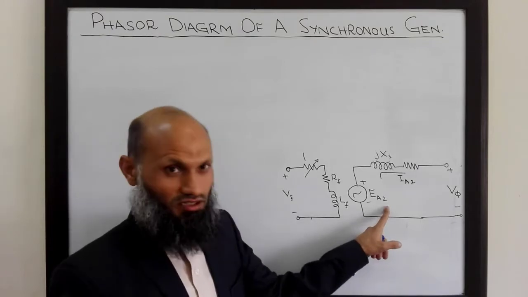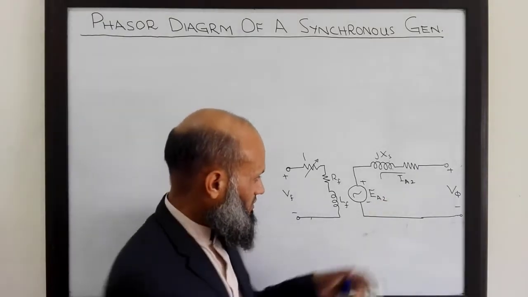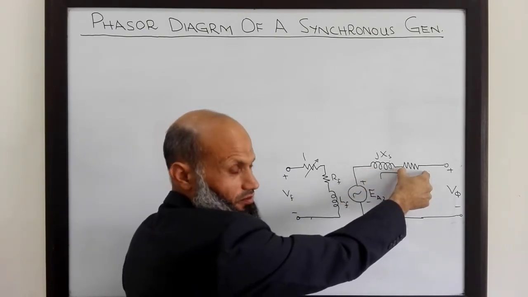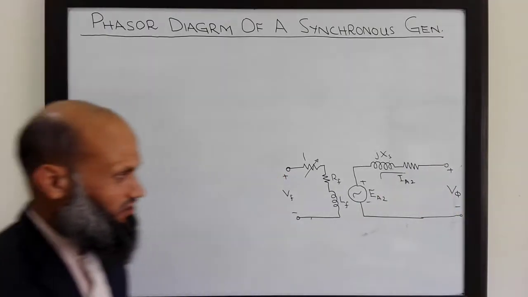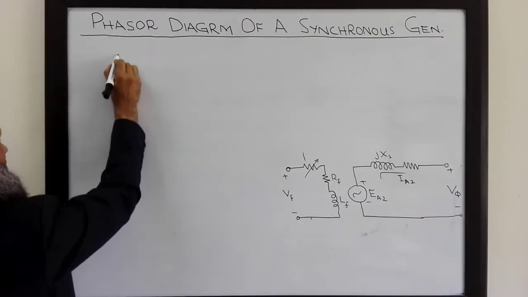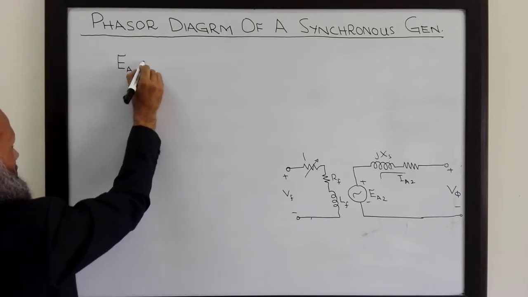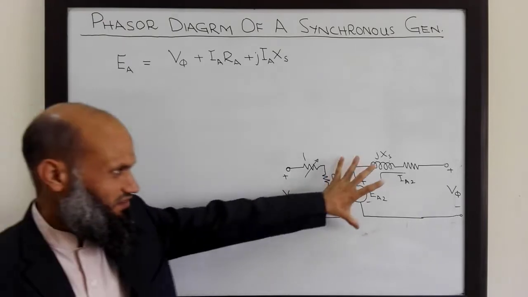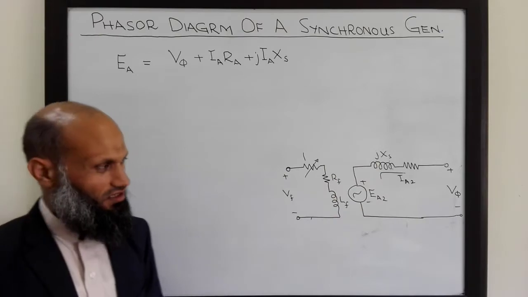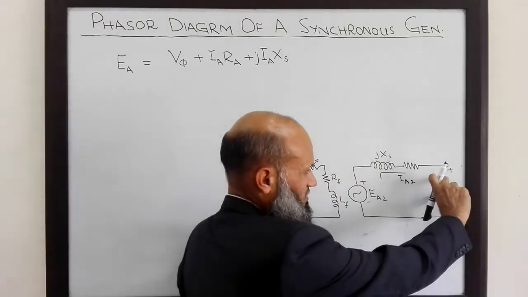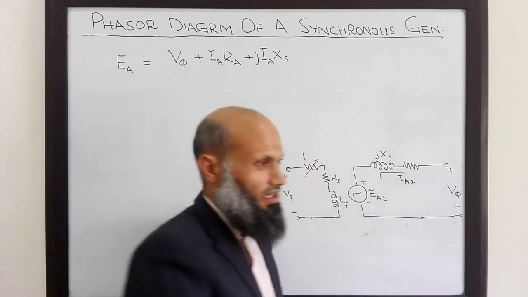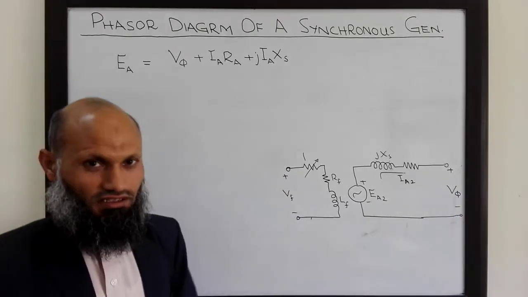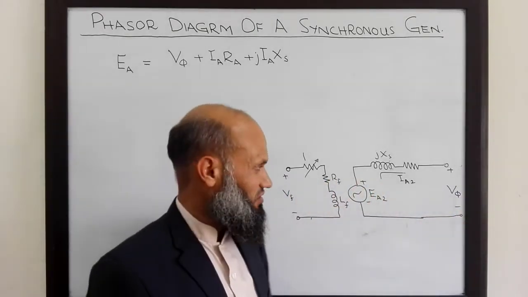So we can see that by simple application of Kirchhoff's voltage law, this generated voltage is equal to the voltage drop across this inductive reactance, the voltage drop across this resistor, and this phase voltage. That is, EA, the internal generated voltage, is equal to the sum of these. We shall draw the phasor diagram for this synchronous generator for three different cases. The first is the case when you have connected a resistive load to this generator, the second is when you have connected an inductive load, and the third case is when you have connected a capacitive load.